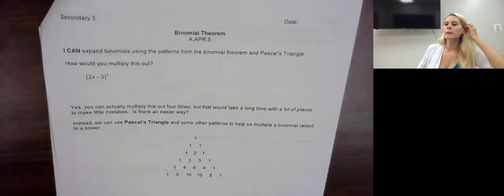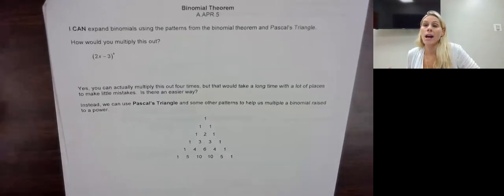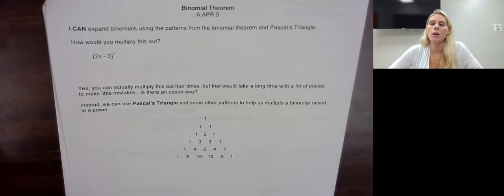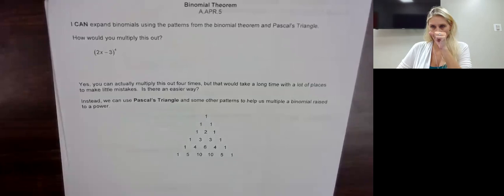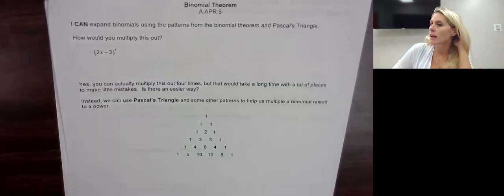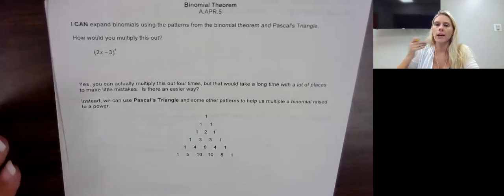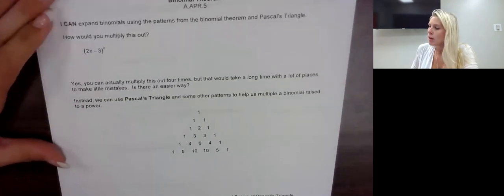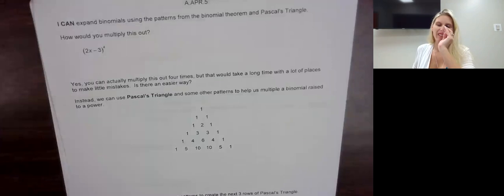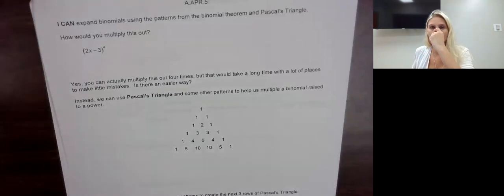All right, the next one here is the binomial theorem. I love the binomial theorem. It helps us multiply easier. I actually like using the binomial theorem more than the polynomial identities, and I'm going to show you why right now. So the binomial theorem gives us a faster way to multiply.